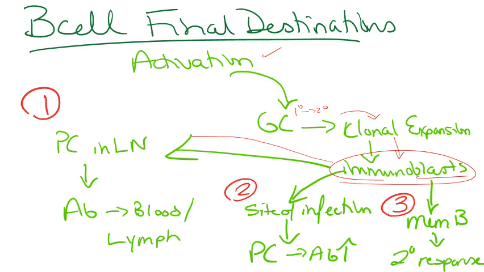So we either have our B cell becoming a plasma cell in the lymph node, and from here, our antibody will then be secreted into the blood and lymph, which is good. So that's one option. The other option is the immunoblasts go to the site of infection, they become plasma cells and secrete antibodies. And the third option is we become memory B cells, and this is going to be for our secondary response, so a much quicker, rapid response.